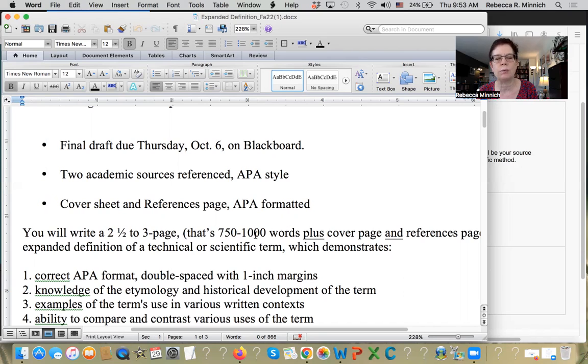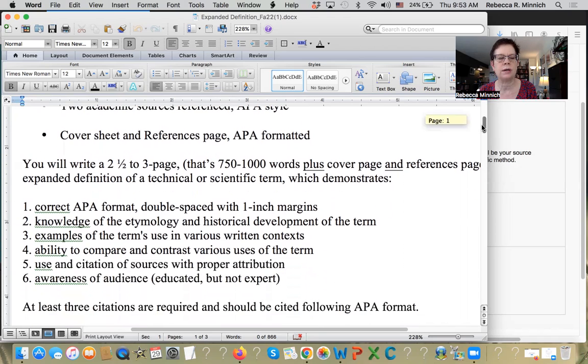Make sure that you're within the word count. Follow all the instructions here. You're going to need at least 3 citations. So a good thing to do between now and when we get together is to get those sources. So I'm going to close this out.